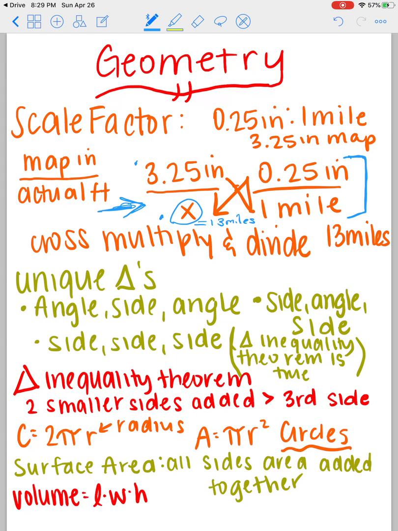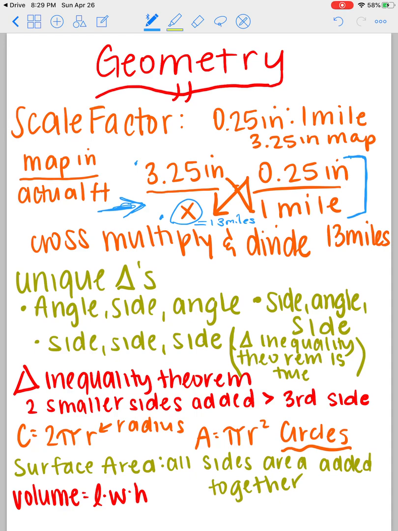Now, unique triangles. Remember, there's a couple of different ways to get a unique triangle. And what this means is if given, say, on our examples here, an angle, a side measurement, and an angle measurement, a side, an angle, and a side measurement, or 3 side measurements, the lengths, you can get a unique triangle. That means only one type of triangle, right? Because it's the only way that all the ends will meet and all the angles will work.